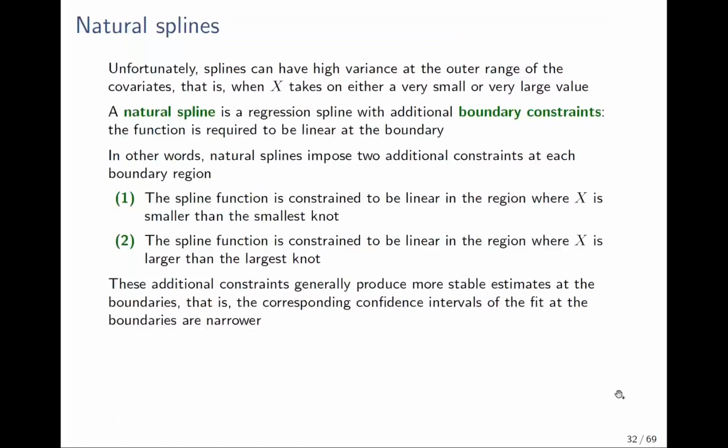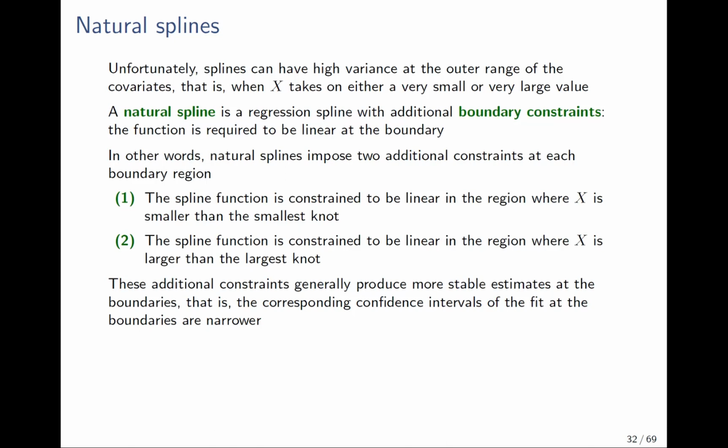Just one final point to make on this. Unfortunately, splines can have high variance at the outer range of the covariates, that is, when x takes on either a very small or a very large value. And for that reason, sometimes natural splines are used. This is a regression spline with additional boundary constraints on top of the constraints that we impose on a regression spline, and that is the function is required to be linear at the boundary. So this just stops it getting too wiggly.